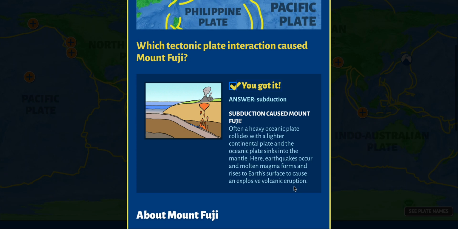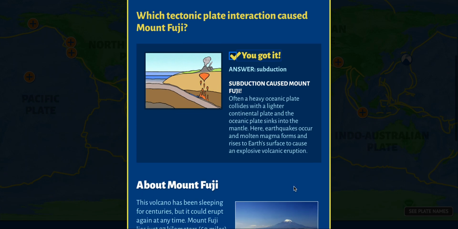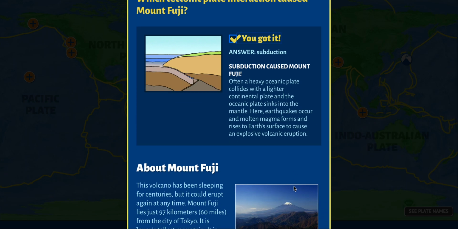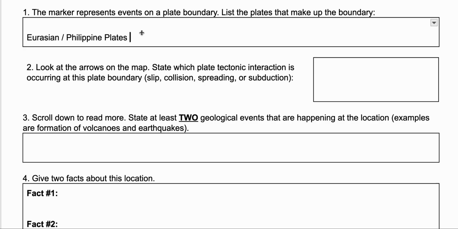So it says this interaction is a product of subduction. It says often the very heavy oceanic plate collides with the lighter continental plate, and the oceanic plate sinks into the mantle. Here, earthquakes occur, and molten magma forms and rises to Earth's surface to cause an explosive volcanic eruption. Okay, so which interaction was that? It said subduction.